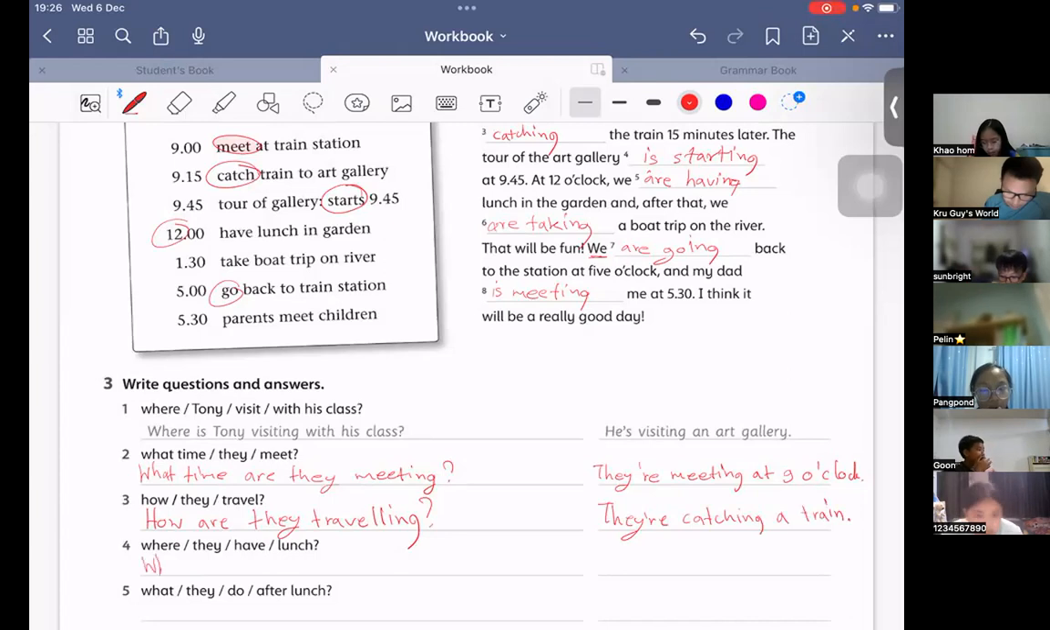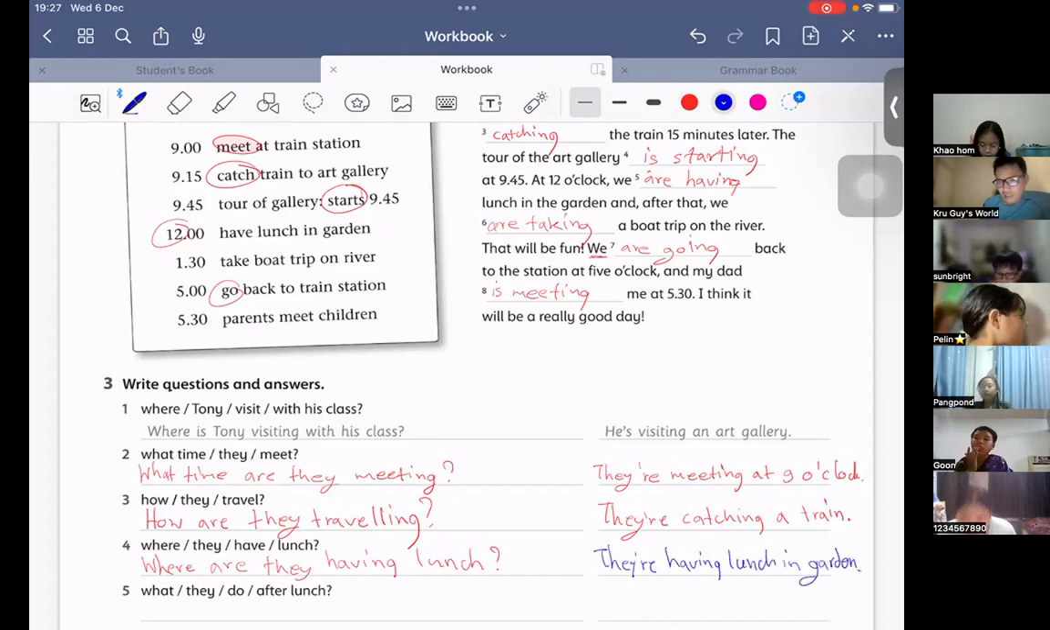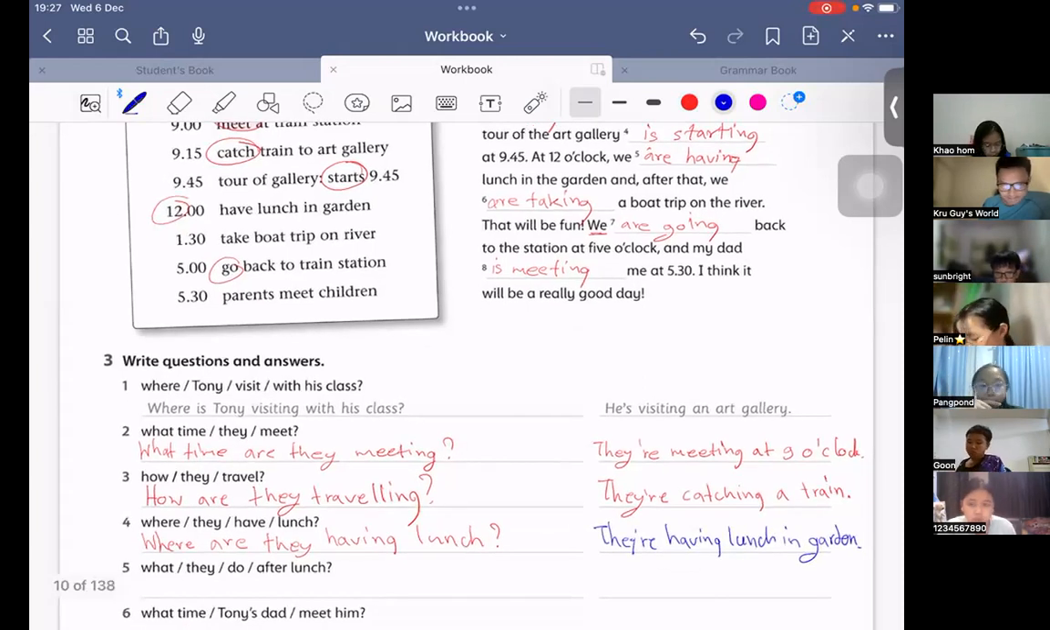Where are they having lunch? No, where are they having lunch? They're having lunch in the garden. Yes, they're having lunch in the garden. Number five, Bonbon.